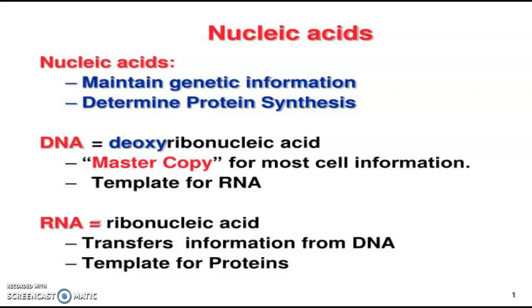DNA is deoxyribonucleic acid, which is a master copy for most cell information, and they carry the genetic information, and they are the templates for RNA. RNA is ribonucleic acid, which transfers information from DNA and is a template for protein synthesis.